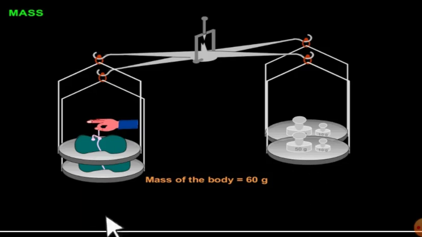So two forces act on these different masses. If they are equal, then we can compare the mass of this object with this one, and we can easily find out the mass. If it is 60 here, then this will also be 60 gram. The mass of this object will be 60 gram.